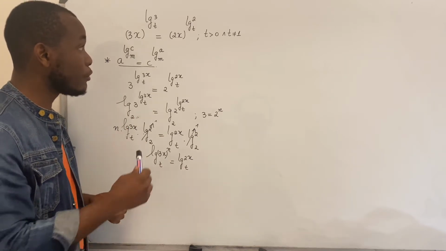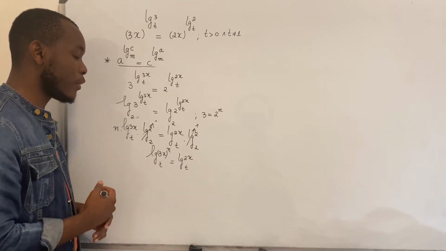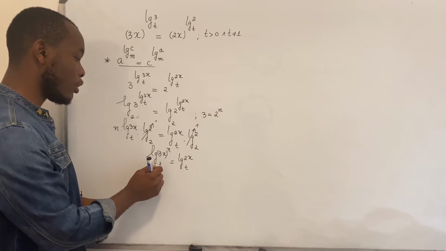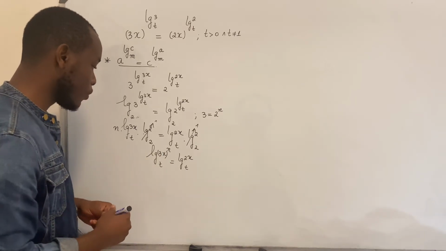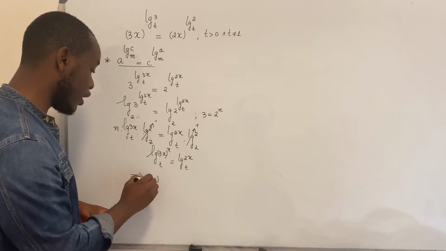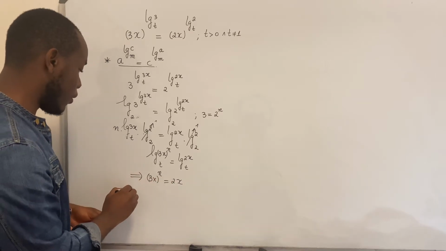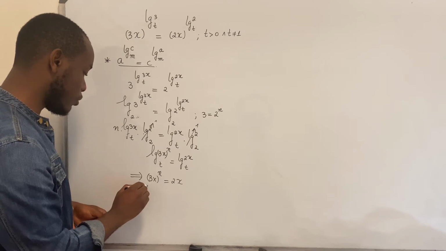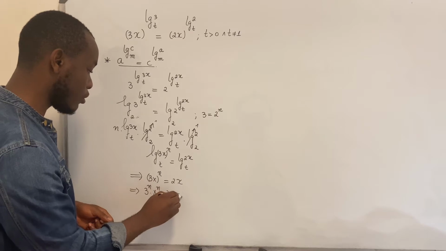According to the condition, t is a positive number and it's different than 1, so the base satisfies the condition of a logarithm base. So if the bases are equal, in order for these logs to be equal, then the arguments have to be equal as well. So this implies that 3 to the power n, x to the power n, has to be equal to 2x. Now, if we send this expression to this side, we're going to have 3 to the power n, x to the power n minus 2x equal to 0.